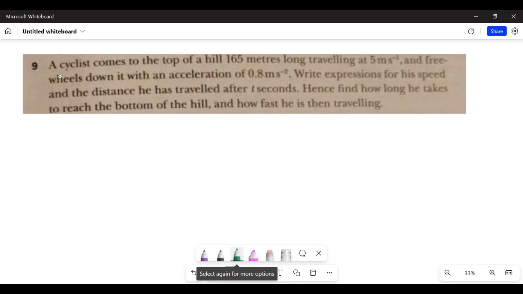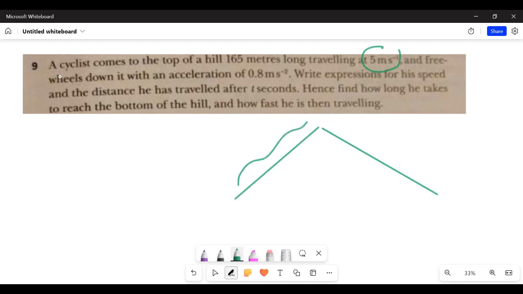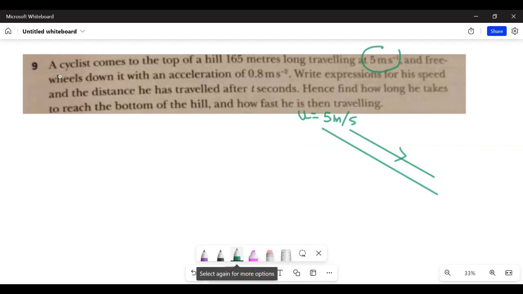Okay, so he's riding downhill. What do we know? At the top, initially, you're told the speed, so this one would be 5 meters per second. And then he's going down the hill, so now this becomes your initial speed for the downwards journey. So we disregard this part. So u is 5 and acceleration here is 0.8 meters per second squared.